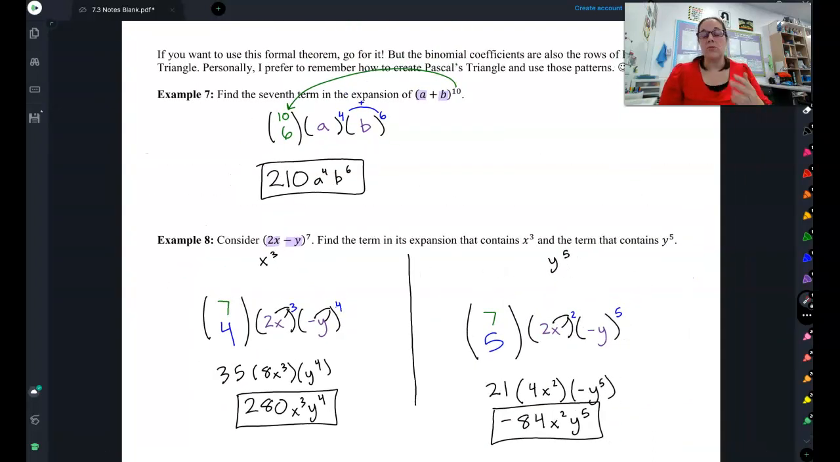And that's how we can use all the patterns we've learned today to start to multiply all of these things out really, really quickly.